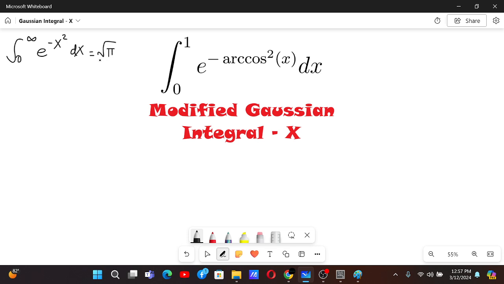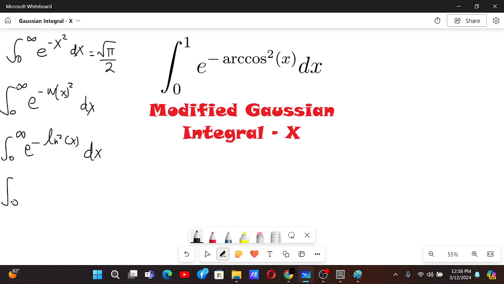And in search of this coolness, we are also solving other problems like integral from 0 to infinity of e to the power minus lambda times w of x squared dx, or maybe integral from 0 to infinity of e to the power minus ln square of x dx. And not just this, we also solved for integral from 0 to pi by 2 of e to the power minus sine square x dx. And also other trigonometric stuffs, other inverse trigonometric stuffs. We solved many of them, and now this is the 10th video and we are on this.